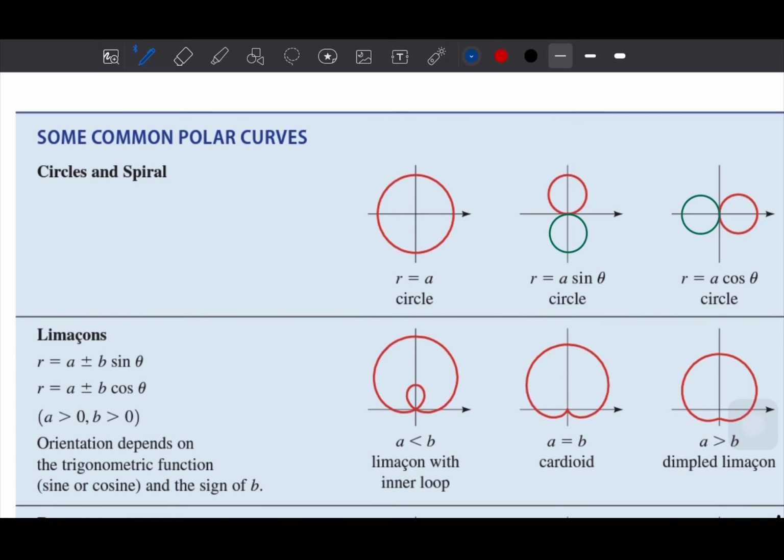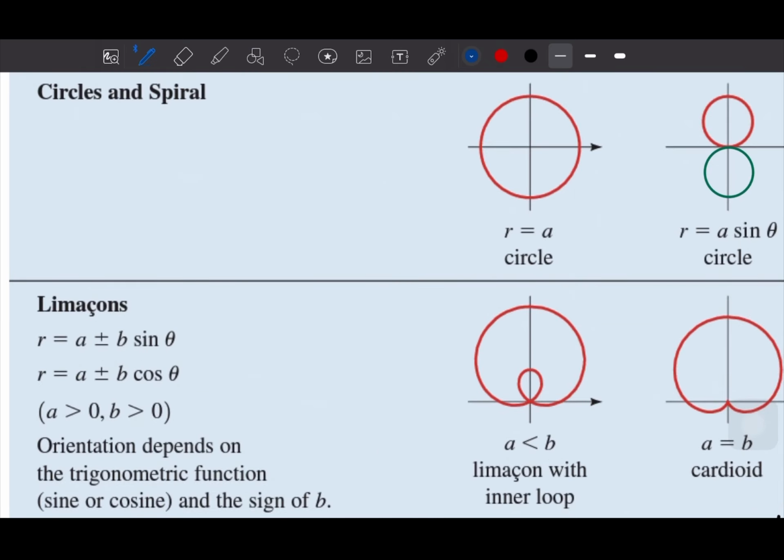So first, it can be a limaçon with inner loop. This is when a is less than b. I think it's better to imagine the values, for example, if you have 1 plus 2 sine. Okay, let's say we have 1 plus 2 sine. 1 is less than 2. Agree, right?